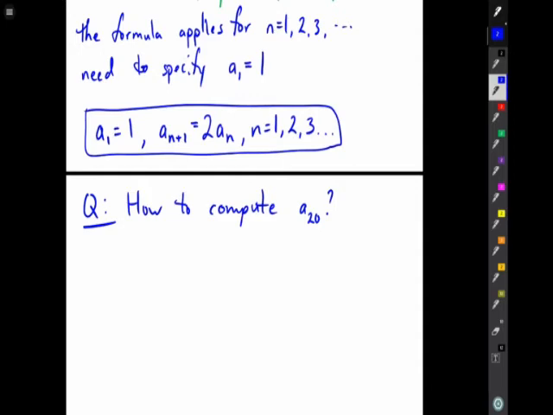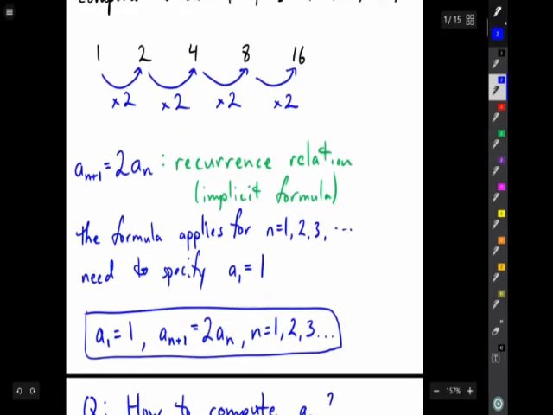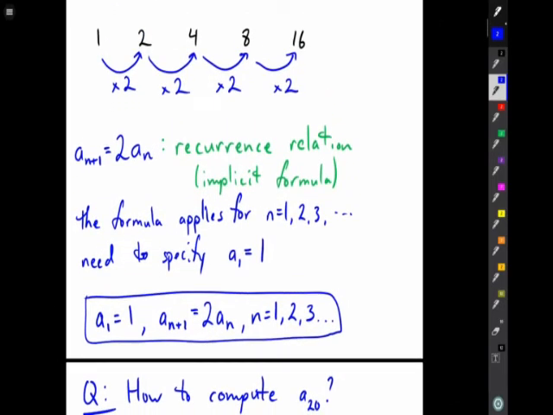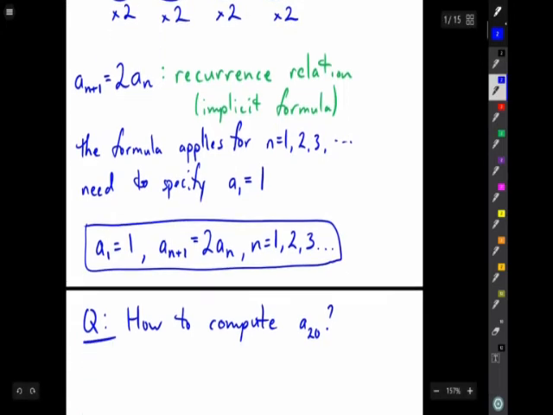So in order to compute this, with the recurrence relation, to get A20, we would need to know A19. To get A19, we'd have to know A18. To get A18, we'd have to know A17. And you can see that's not fantastic. That's a lot of work. Well, there's another way we can write down a sequence. Instead of using a recurrence relation or an implicit formula, we can try and write down an explicit formula.